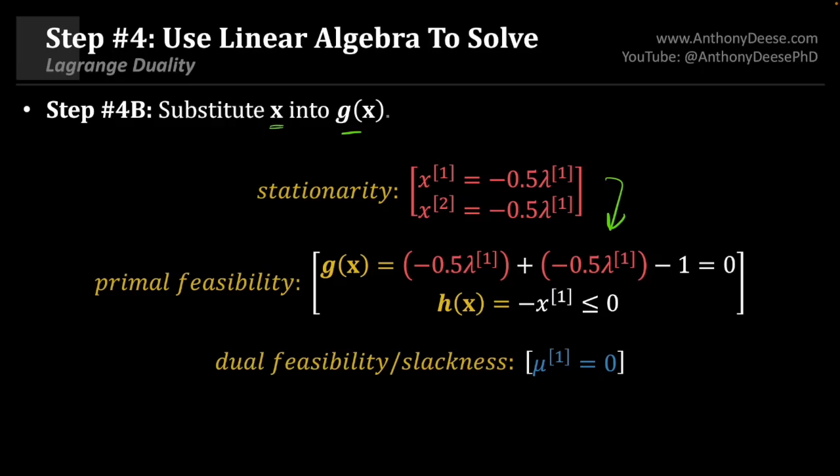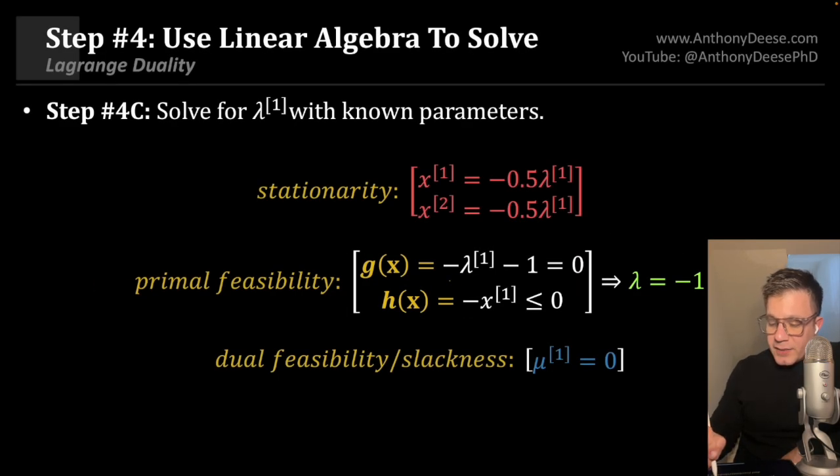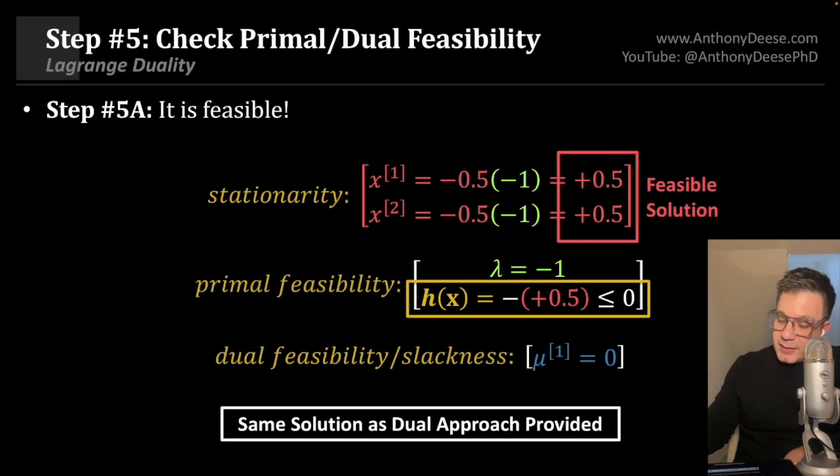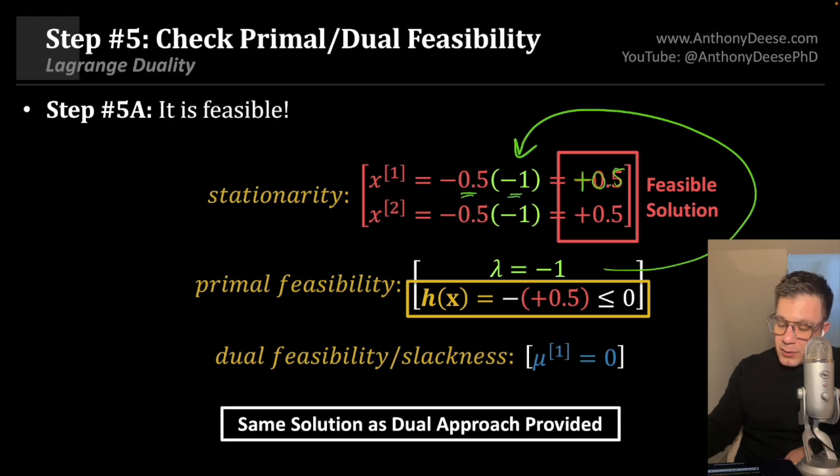Okay, so we end up with g of x. We substitute in our x1 and x2 values here, and ultimately, if we flip forward, we see that that leaves us with just negative lambda minus 1 equals 0. And so we can solve for lambda 1 is equal to negative 1. We can then substitute those values in up here. Again, we end up with the same value. So negative 0.5 times negative 1 gives us positive 0.5 for both.